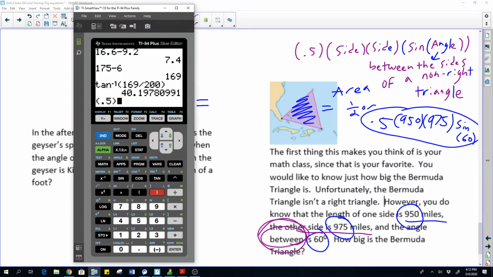I'm still waiting. Okay, so 950 times 975 times the sine of the angle, 60 degrees. I have a lot of parentheses there. That gives us, holy cow, a huge area. Let's double check I typed that in right. There's our sine of 60 degrees, and there's our 975 times our 950. Wow, the Bermuda Triangle is such a big area to get lost in.